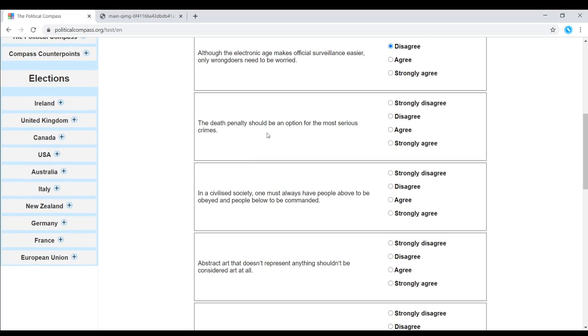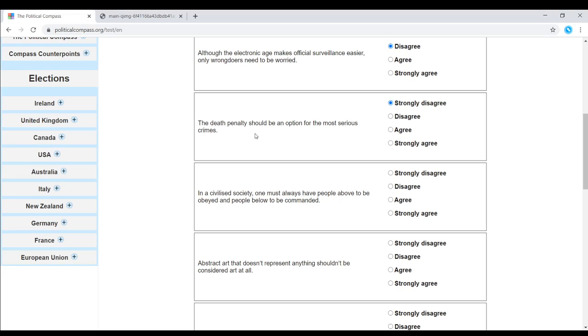The death penalty should be an option for the most serious crimes. I strongly disagree. I think Jesus makes that clear when he says, "He without sin cast the first stone." I think that none of us should be able to enact the death penalty. I believe that we should be able to defend ourselves. I think police should have guns and guns used to kill people. But I think the death penalty itself is savage.